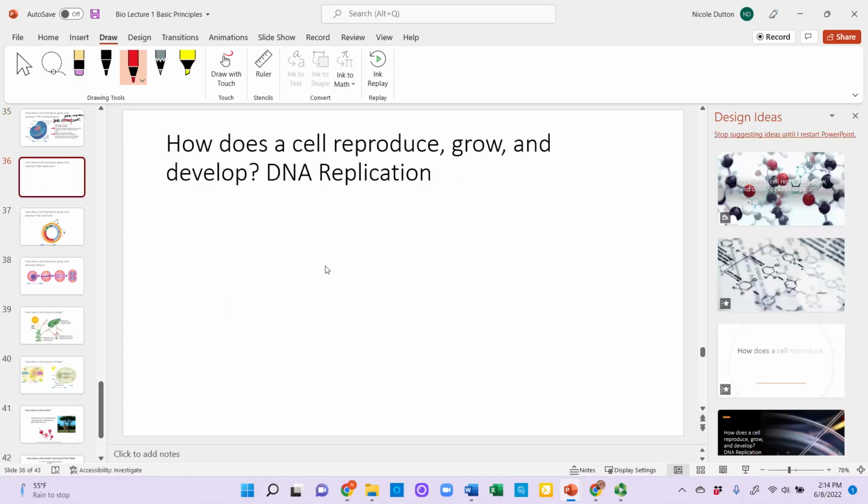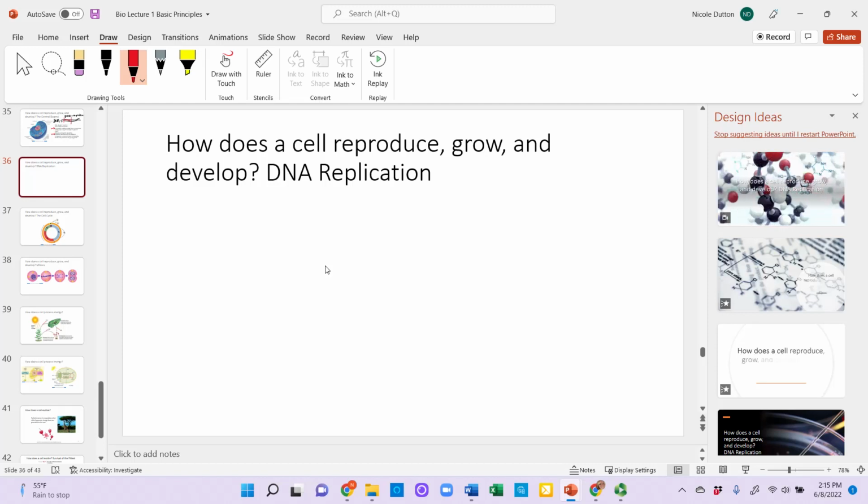So moving on to how does a cell reproduce, grow, and develop? Well, we just talked about how it grows. It can grow by making proteins, and those proteins are made based on the instructions in the DNA. So it goes through the process of transcription and translation, and then you have proteins, and proteins allow the cell to grow bigger. How does a cell reproduce and develop? A cell develops, that just means that it's aging and taking on some additional specialized functions, and that can happen through transcription and translation as well.